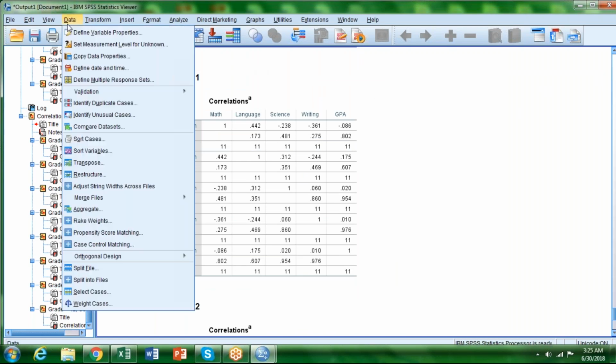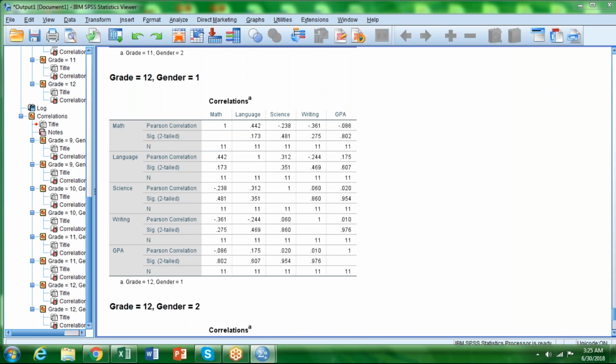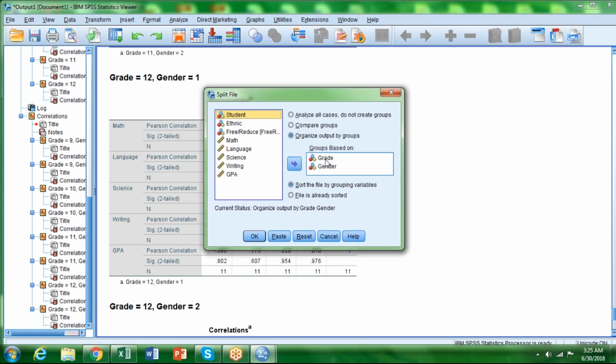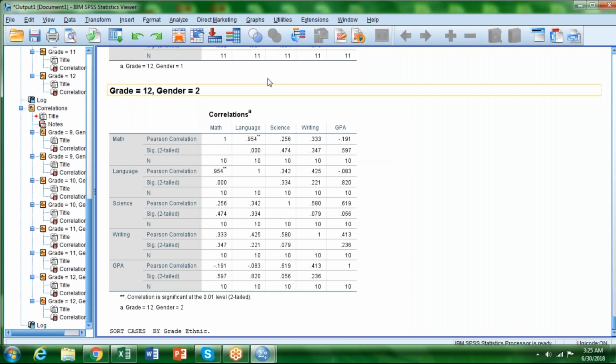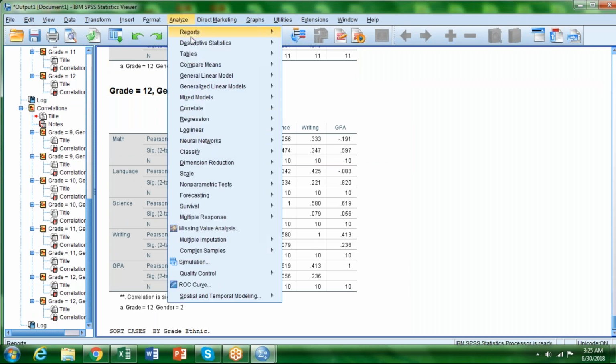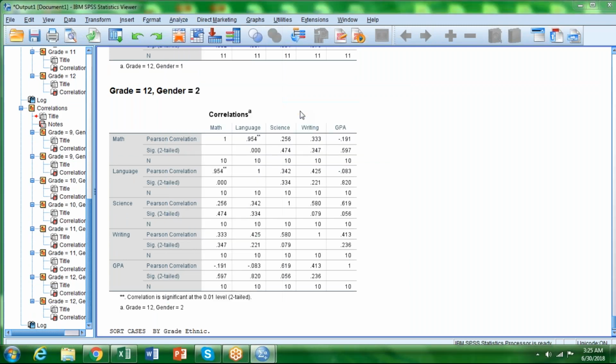Going back, taking our split files again, we can split by grade. If we want to remove gender, then we can also look at ethnicity and see if there's something we want to do with ethnicity. So let's say OK and go to analysis and go back to correlation, do a bivariate correlation.